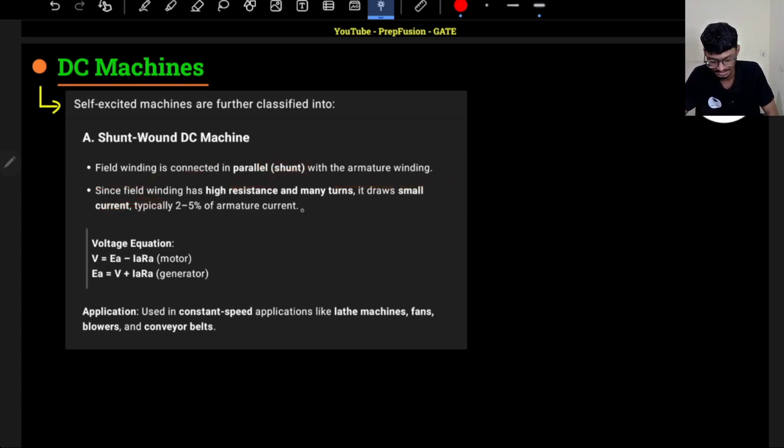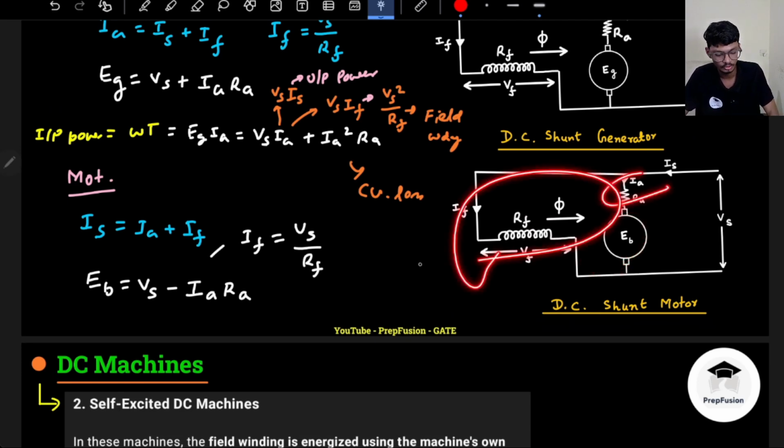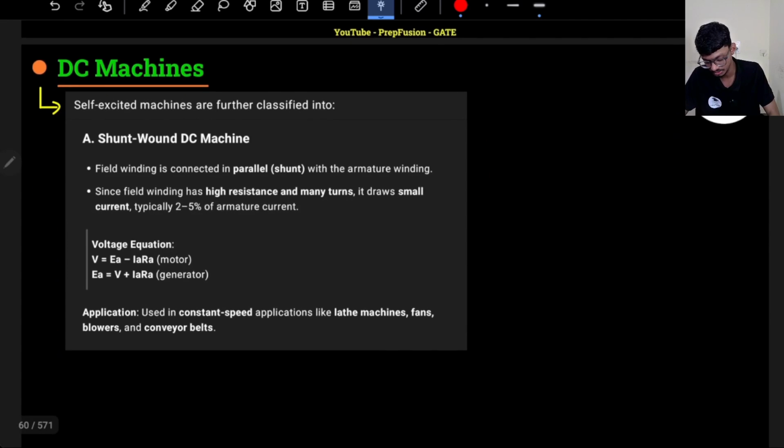Since the field winding has high resistance, and we discussed why in the previous lecture, it draws very small current, typically 2 to 5%, so that we can minimize the losses. It is generally used in constant speed applications. Why constant speed? Because the terminal voltage is generally fixed. If I am using a motor, then I am providing the supply, and the supply voltage is generally fixed. So 220 volts will always be fixed. If the terminal voltage is fixed, the flux is also fixed. If flux is fixed, then the speed also will not change. If we are not changing the back EMF or the armature resistance, speed will remain constant. That's why it is generally used in constant speed applications. I hope you get the point.